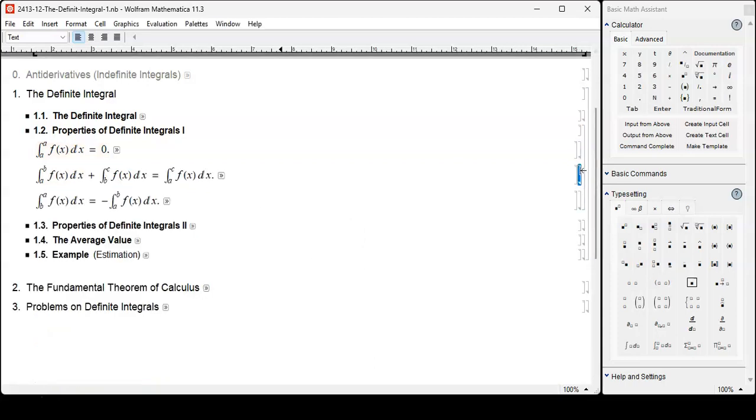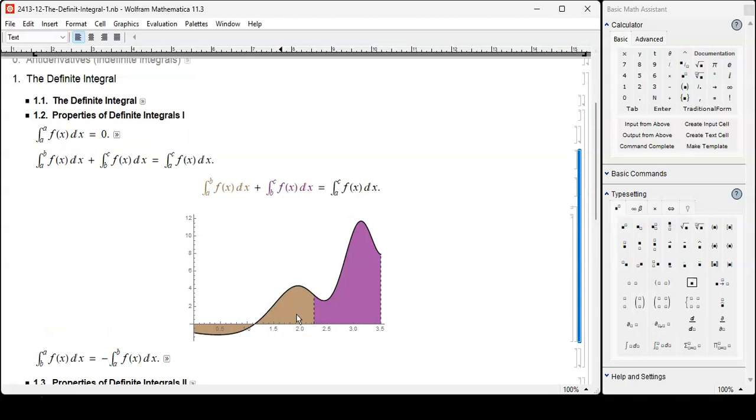Next, accumulation from A to B, brown, and accumulation from B to C is the accumulation of the total from A all the way up to C.